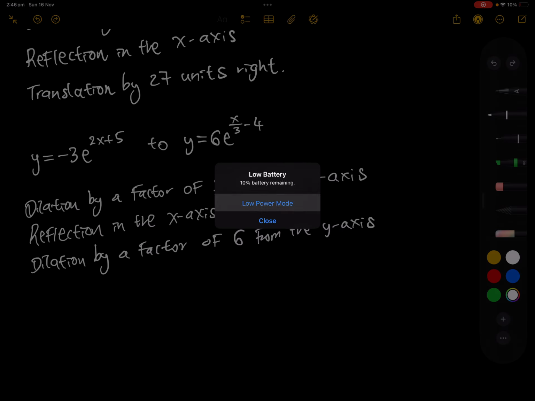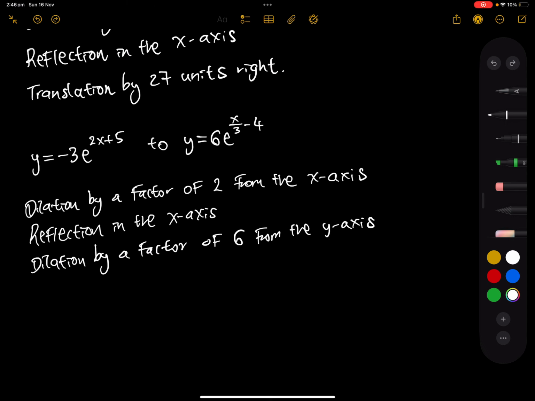And what do we have so far? We have dilation by a factor of 2 from the x-axis. That gives us 6e^(2x+5). And a reflection in the x-axis, so the negative sign cancels out. And a dilation by a factor of 6 from the y-axis. That gives us 6e^(2/6), which gives us 1/3x plus 5.